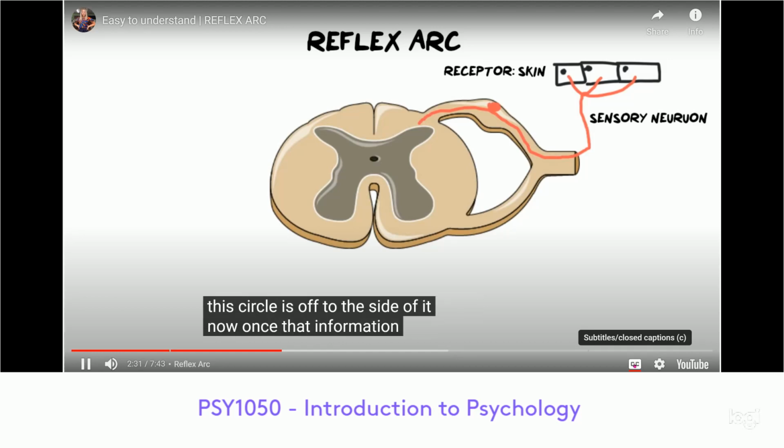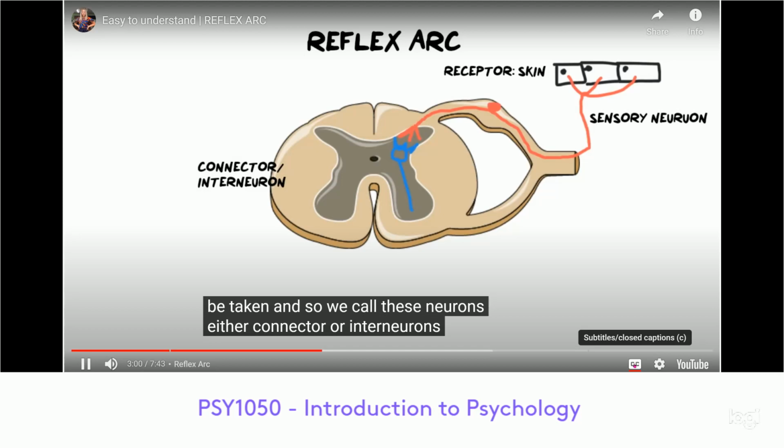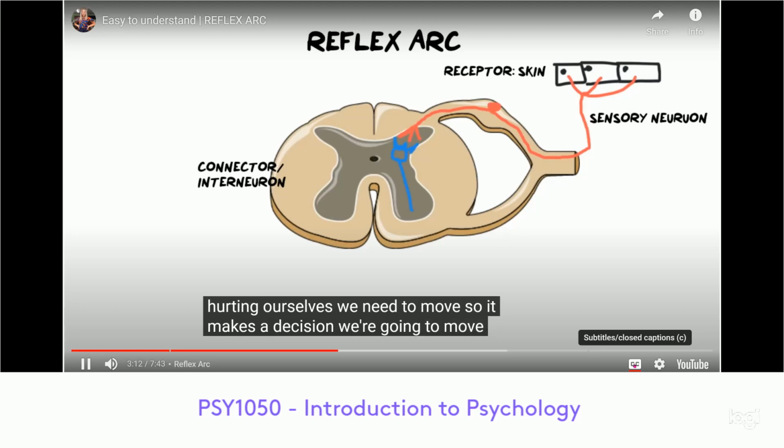Now, once that information comes into the spinal cord, it now needs to be transported into the actual spinal cord, because the spinal cord is actually going to make the decision, not the brain. And so we need a specialized neuron, and this specific specialized neuron sits in the gray matter, the full length of it like that. Now an integrative measure needs to be taken, and so we call these neurons either connector or interneurons. And this is where we'll make our decision. So our spinal cord says, we are putting our hand on a hot plate, we are hurting ourselves, we need to move. So it makes a decision. We're going to move, and that's the choice.